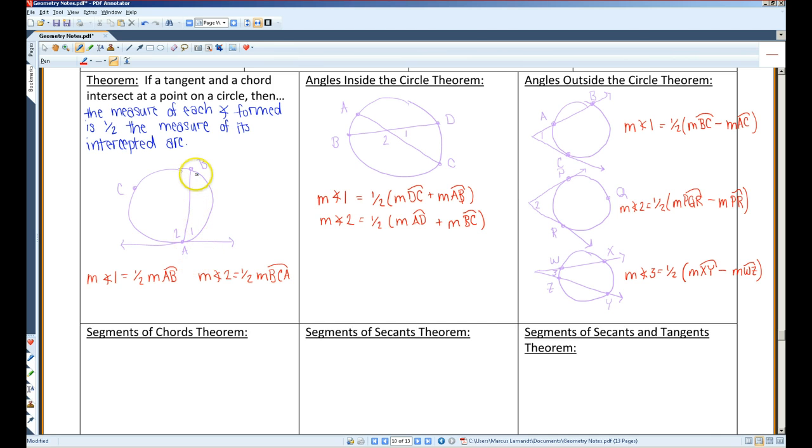Angle 1 is going to be half of this arc, and angle 2 is going to be half of this arc, just as though they were intercepted. Or, I'm sorry, just as though the angles were inscribed. Okay?